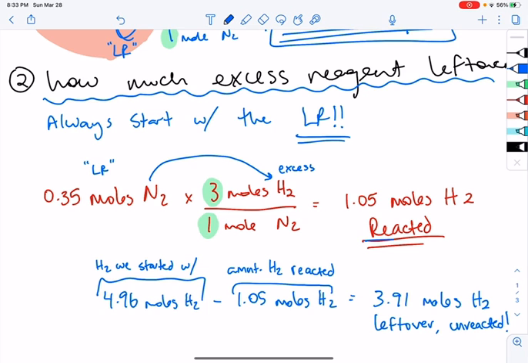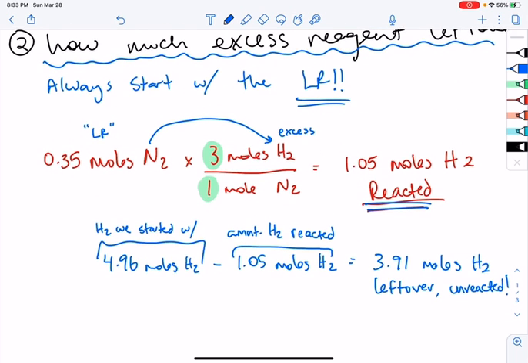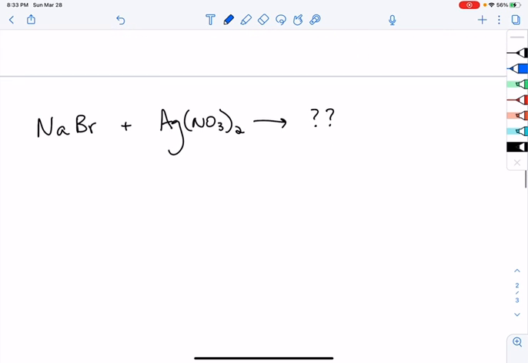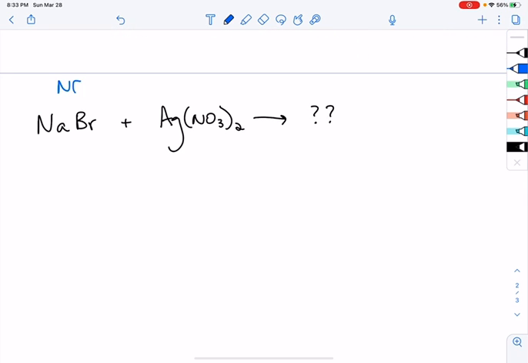And that tells us how much of that excess reagent reacted with the limiting reagent, okay? So let's change gears a little bit and now review a net ionic equation. How do we write that out? So here we have sodium bromide plus silver nitrate.